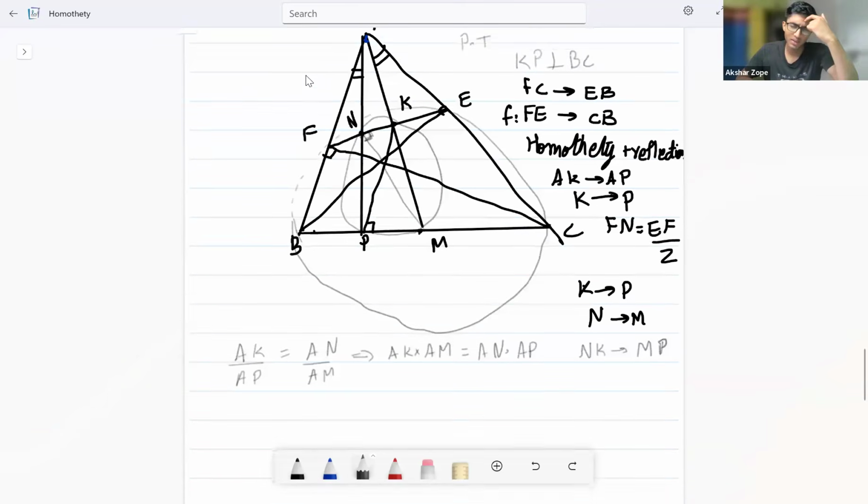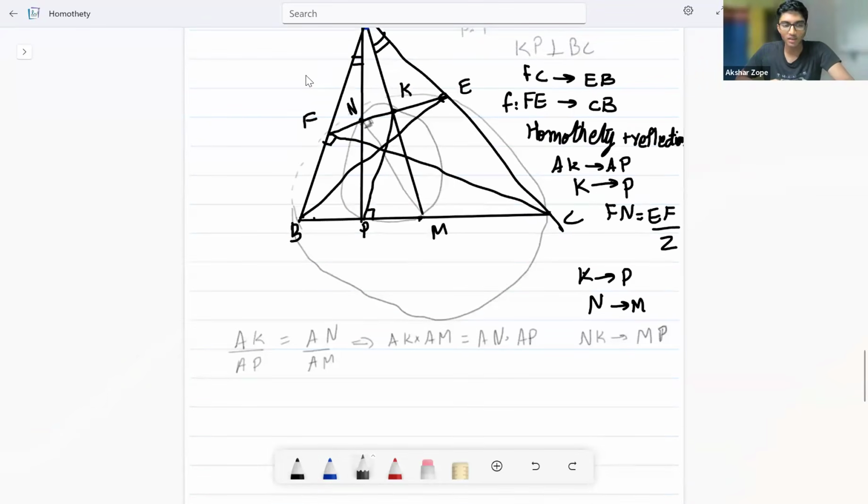Can you repeat what you said? Yeah. Okay, so N is the midpoint of EF. ME is equal to MF because this is the circle with diameter BC, because these are all 90s. So ME is equal to MF and so the foot from M onto EF would be the midpoint of EF.